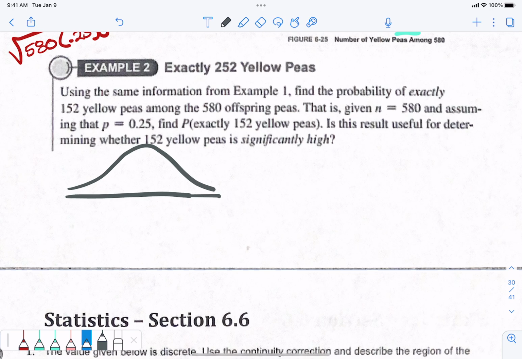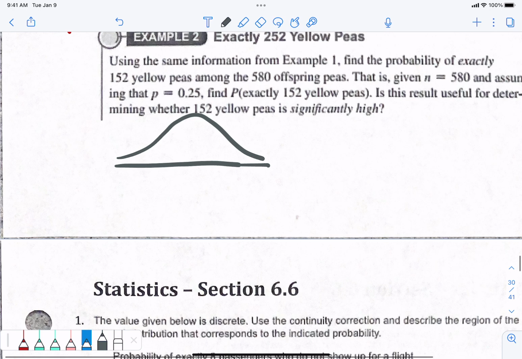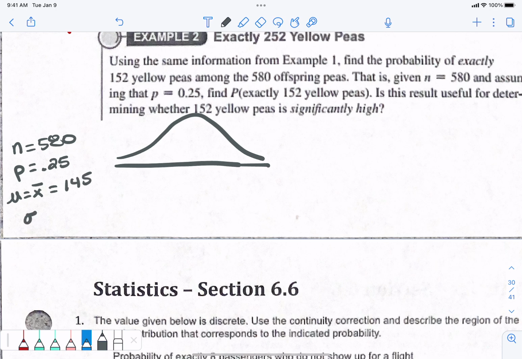Here's my bell curve. We're using the same information from the example above. So N was 580. P was 0.25. If I multiply those together, my mu or my x bar was how much? 145. When we calculated the standard deviation, it was 10.43, something like that. I'm going to put 145 in the middle.